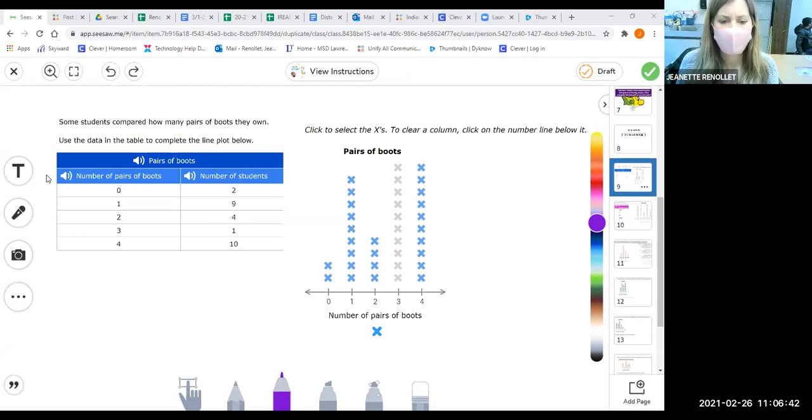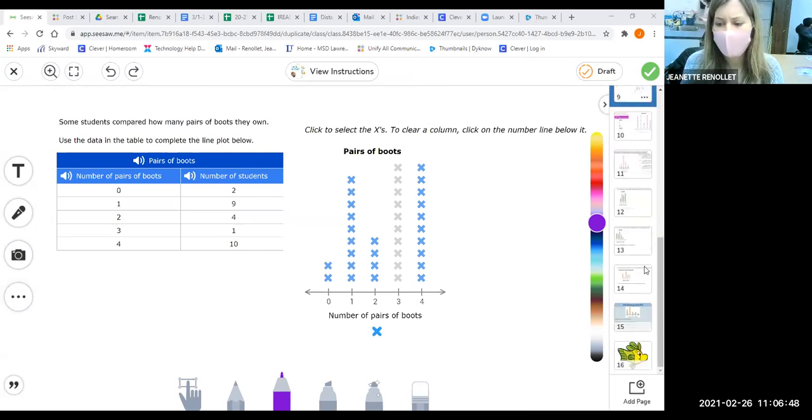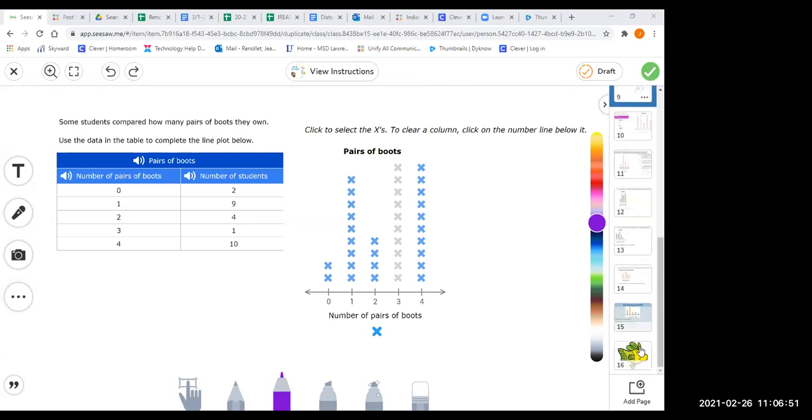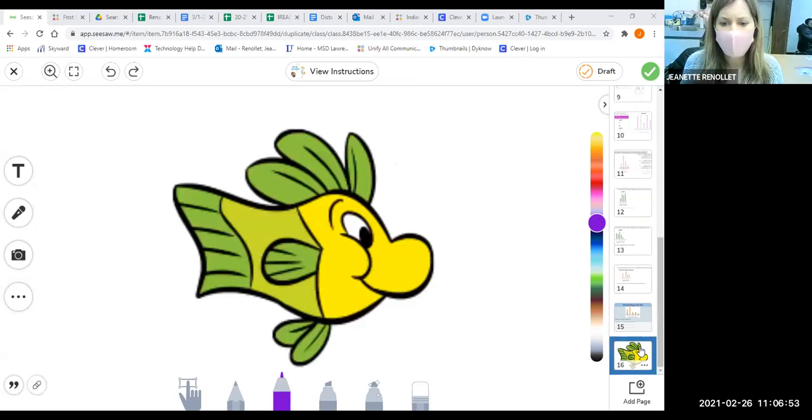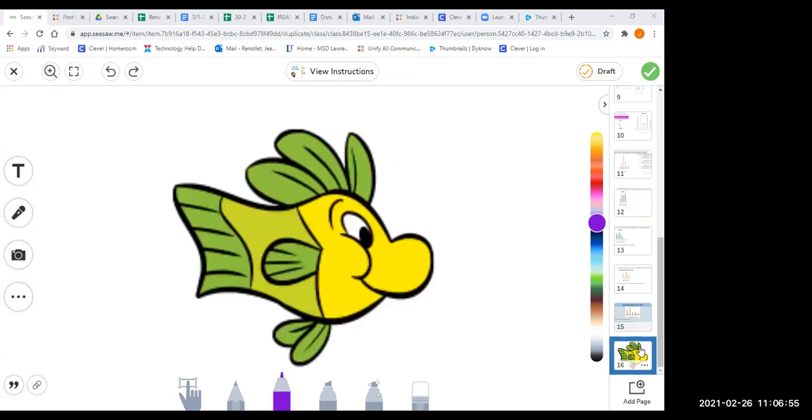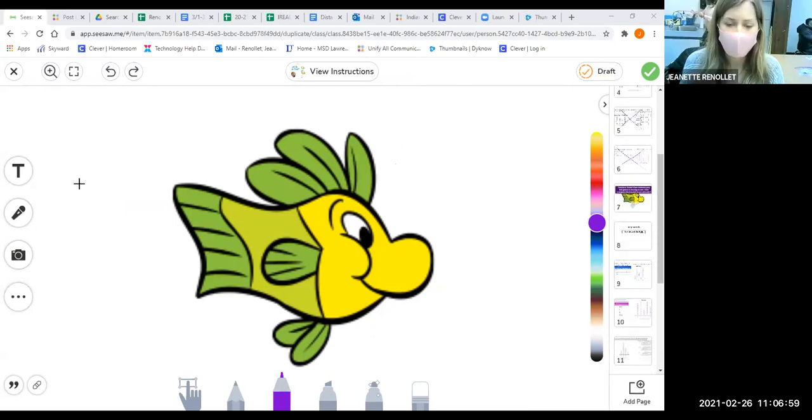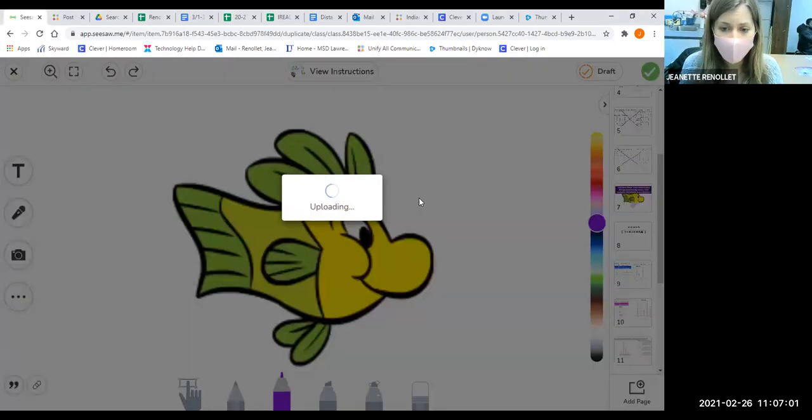All right, looks like we have wrapped up a lot of our problems. Great job focusing your attention on math. When you get finished with your task today, you may turn in with the green check.